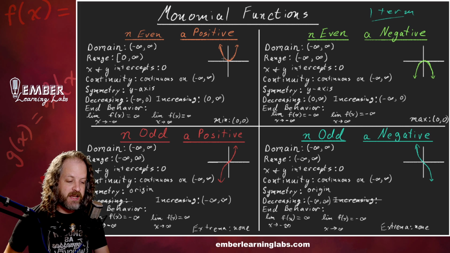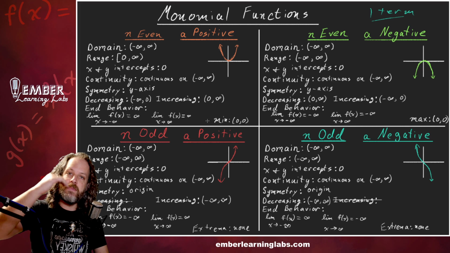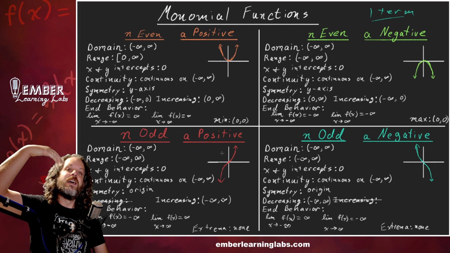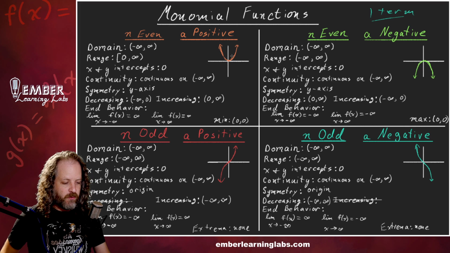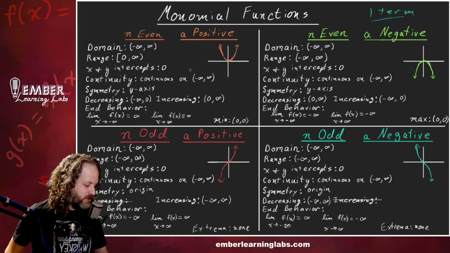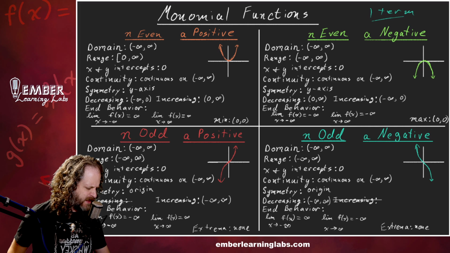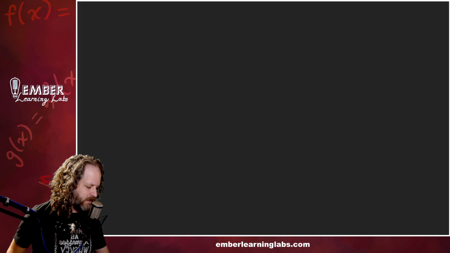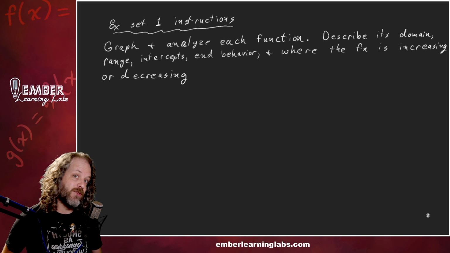As the powers get higher and bigger, so fourth, sixth, eighth, 122nd, what happens is this base just flattens out a little bit more. Let's do an example to show what we're talking about. I think that's what's next. Let's find out. Flip the page. Oh yeah, so it is an example.